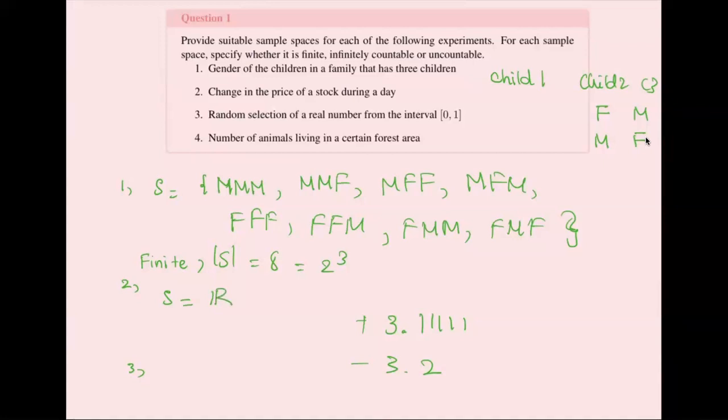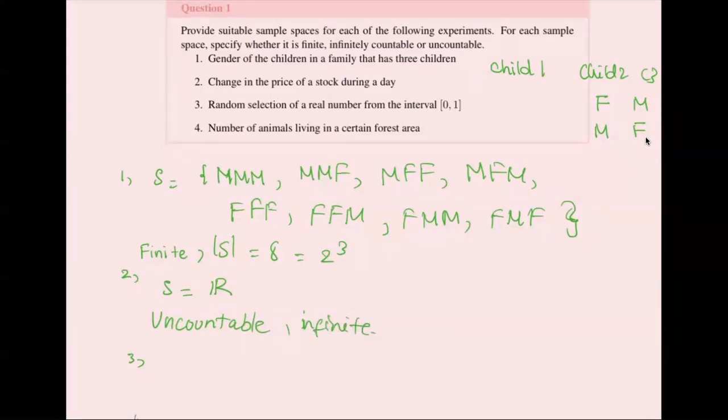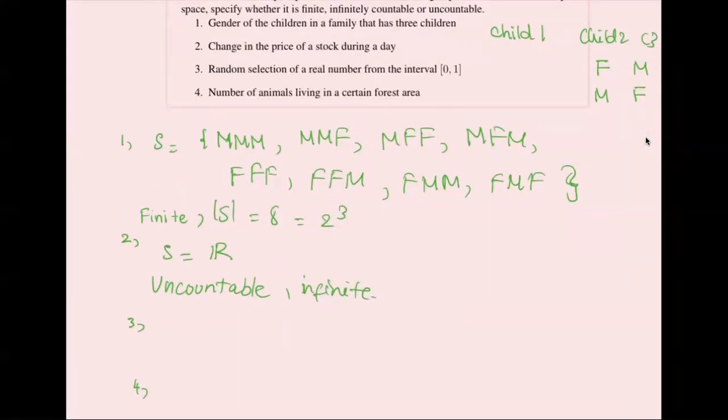I would say the sample space is all real numbers, even though realistically some numbers you might not see, but it's possible. It's just the probability that you see it is really, really low. This one would be uncountable, and then also infinite. How about the third one?